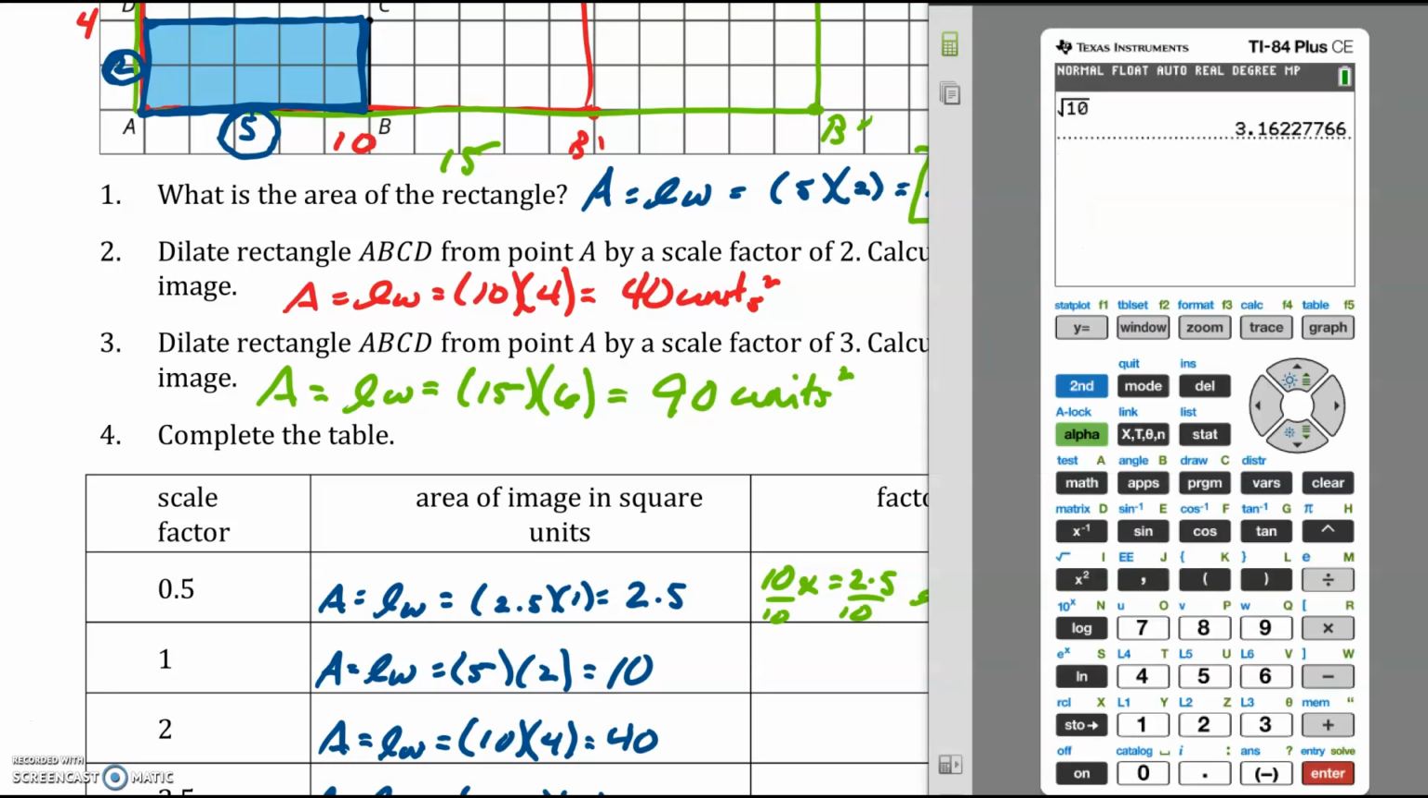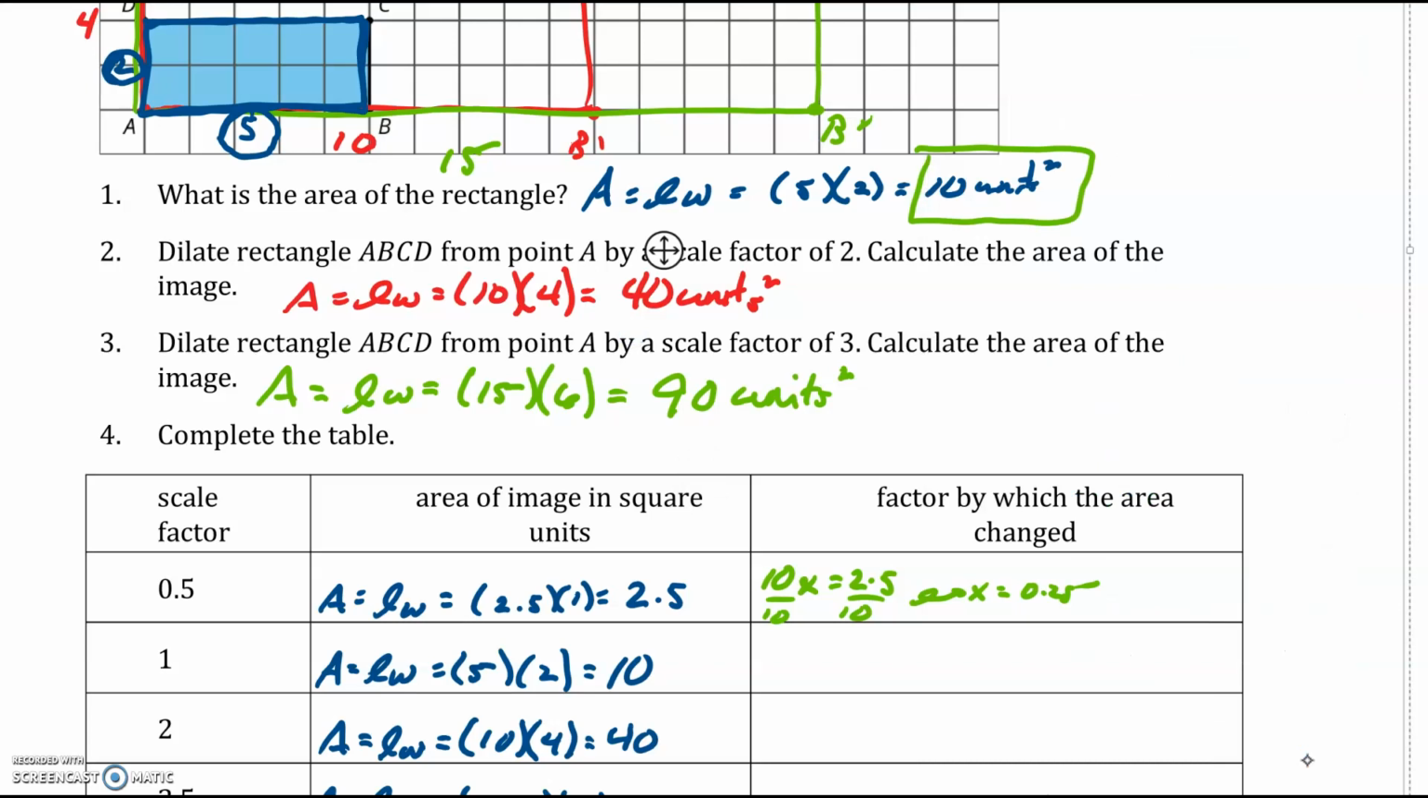Okay, and let's just make sure. So if I do 2.5 divided by 10, it's 0.25. Now, normally when we're talking about scale factors, remember back when we did scale factors, we said we usually want those written as a fraction. So to write this decimal as a fraction, watch what I can do. I can use the math function, choice number 1, change my answer to a fraction, hit enter, and that scale factor now is 1/4.